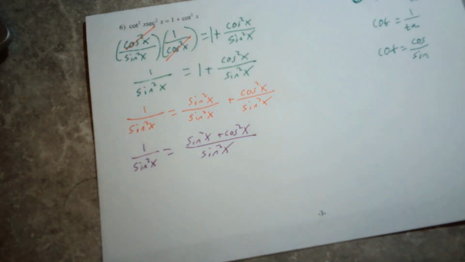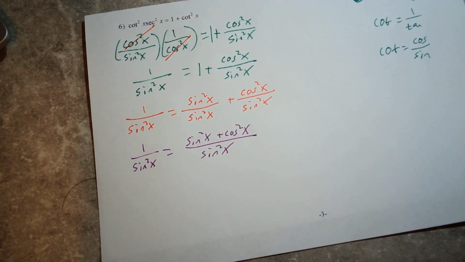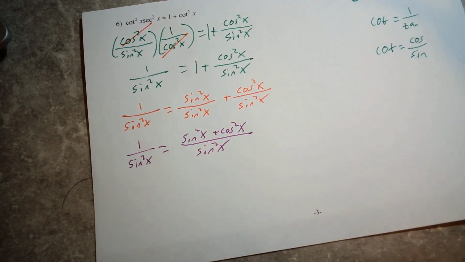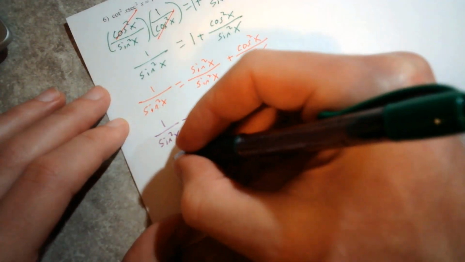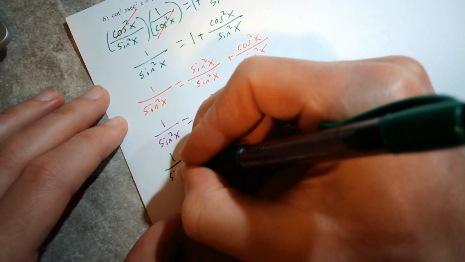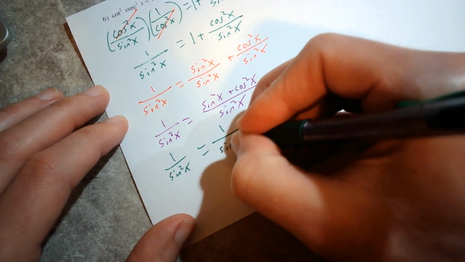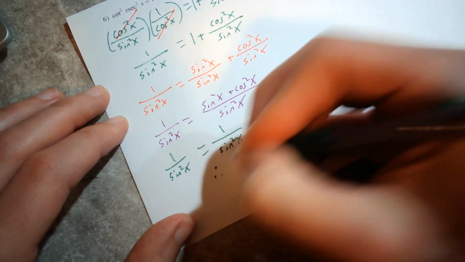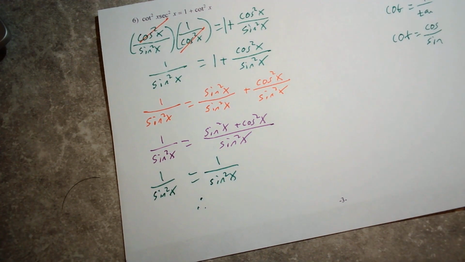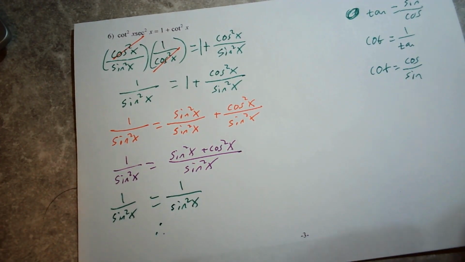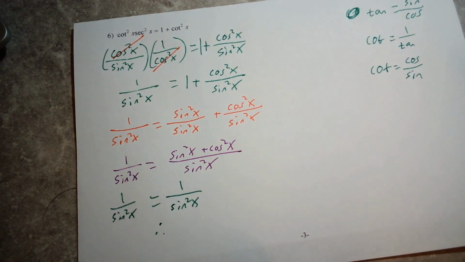Okay. And then once I do that, well, sine squared x plus cosine squared x is just 1. So 1 over sine squared x. And there we go. All done. Alright, that was the last one. If you have any questions on those, email me or message me on Remind. But I think you're going to do fine.